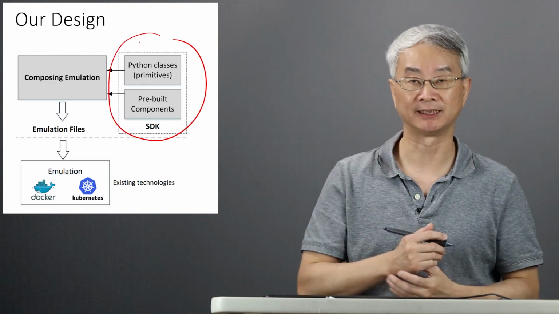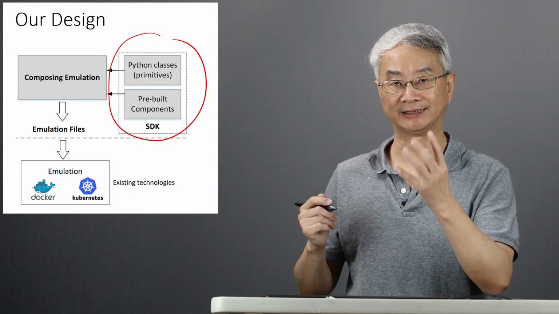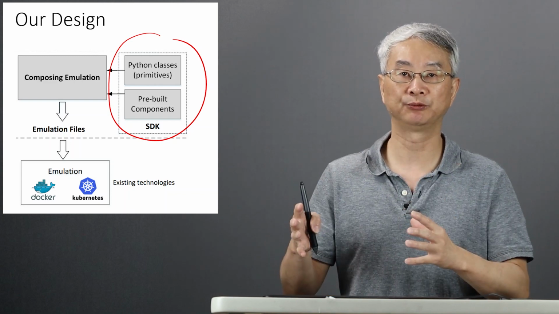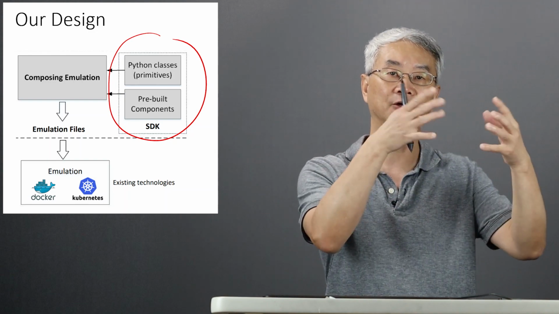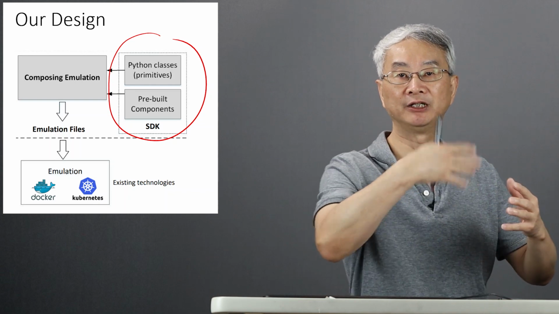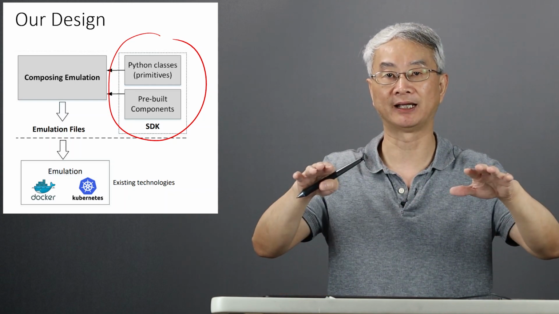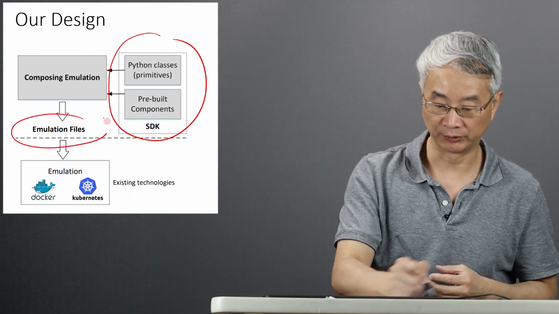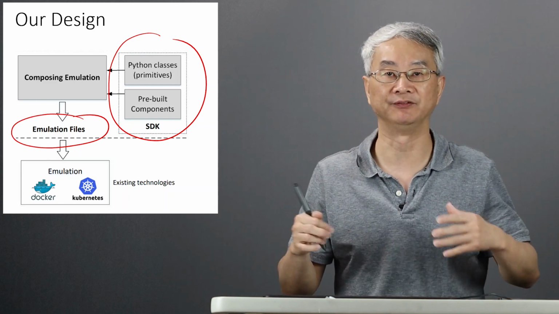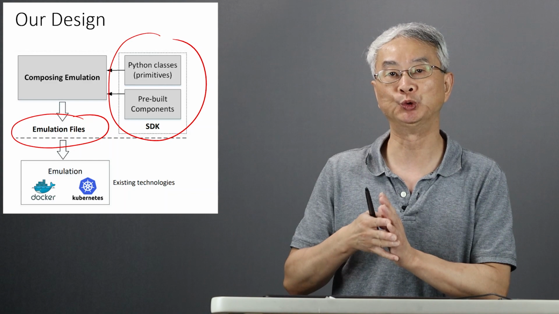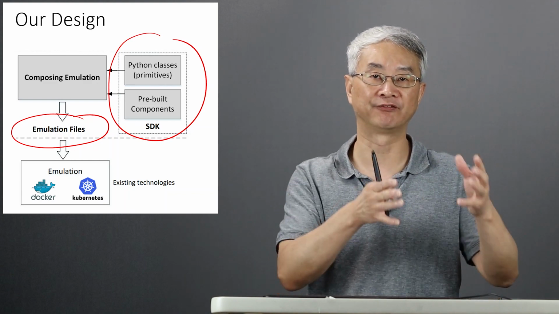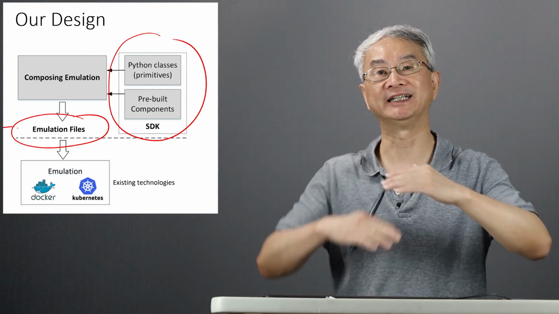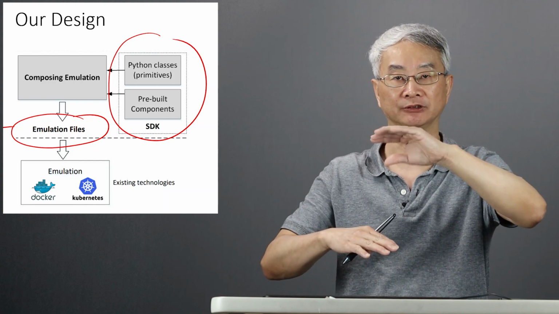So we decided to provide an SDK. We write the Python classes and libraries, so the user will just use our library to write their own Python program to construct the emulator the way they want. Once they finish, the program generates the Docker files, which we call the emulation files. It doesn't need to be Docker files: if you want to use a different platform to run your emulation, you can generate the configuration file for that particular tool. So our composition part is independent from how you want to run it; they are not tightly coupled.